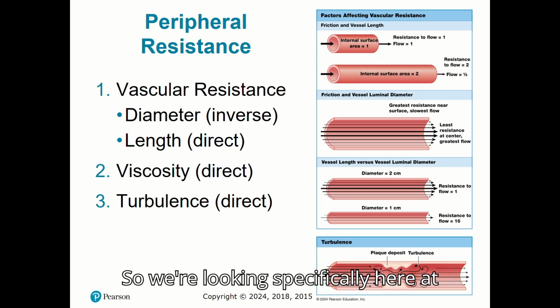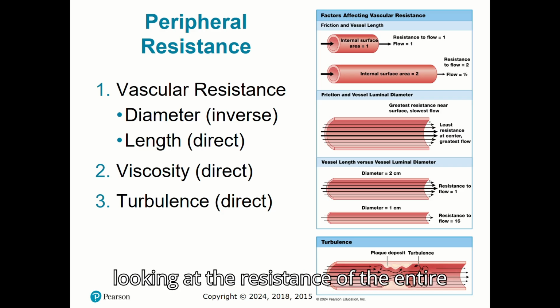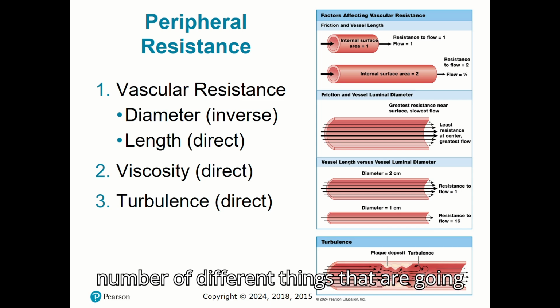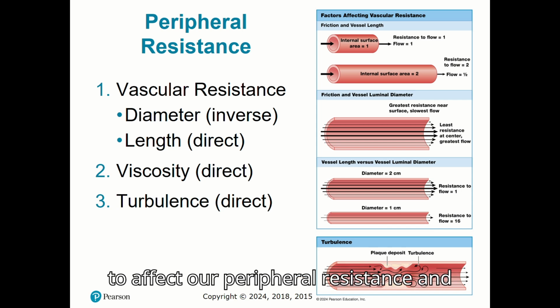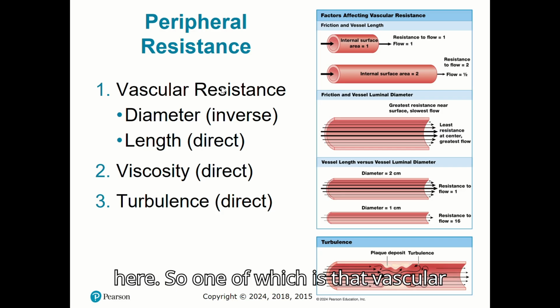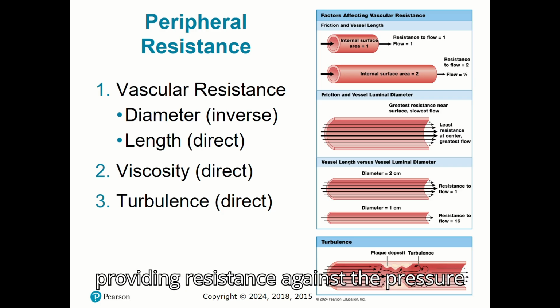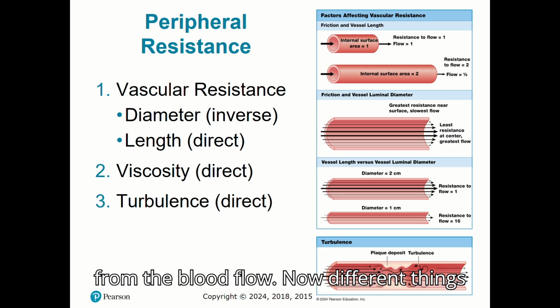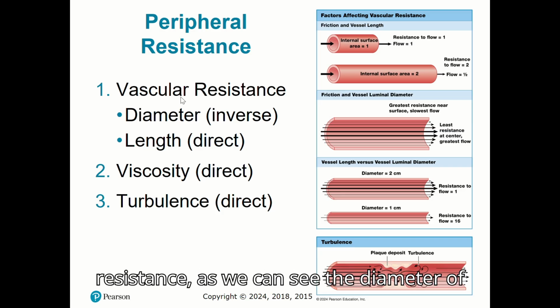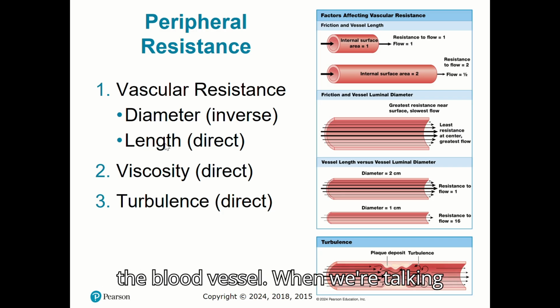So we're looking specifically here at this peripheral resistance. This is going to be looking at the resistance of the entire cardiovascular system, and there are a number of different things that are going to affect our peripheral resistance, and we can see 3 of them that are listed here. So one of which is that vascular resistance that we talked about. That is the walls of the blood vessel itself providing resistance against the pressure from the blood flow. Now, different things are going to affect that vascular resistance, as we can see the diameter of the blood vessel as well as the length of the blood vessel.